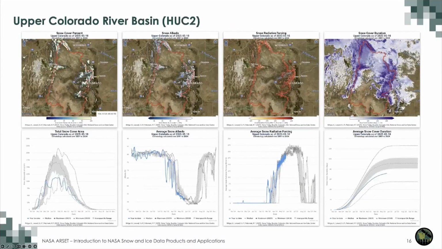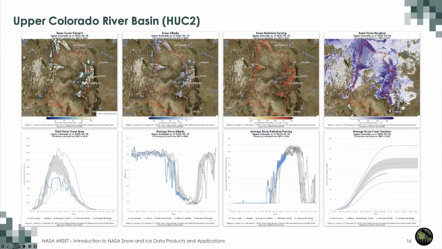That was a summary for a state in the western US, and I'm now showing a summary for a basin, the Upper Colorado River Basin. This is a Hydrologic Unit Code 2, or HUC2, the Upper Colorado River Basin. This year, snow started falling in line with normal patterns, which you can see with the blue line on the left bottom there.